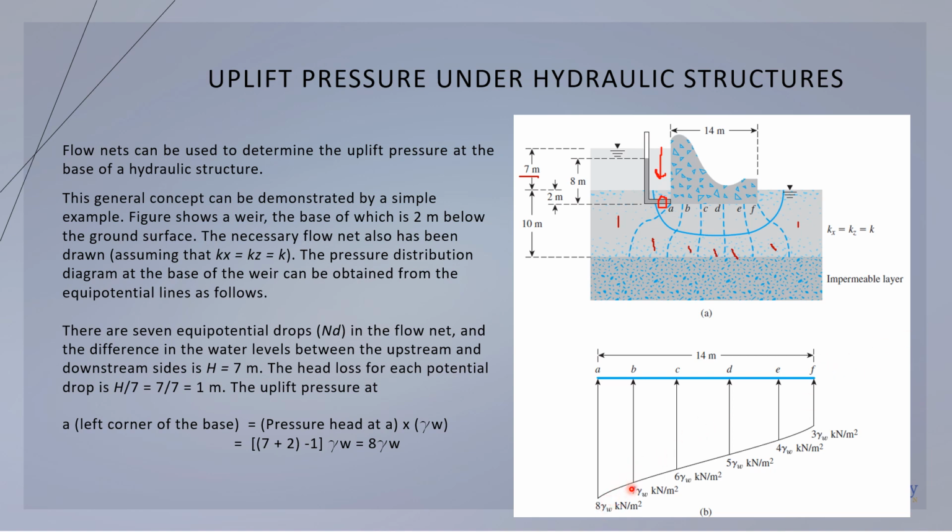So if we are going to graph the rest of the points here, A, B, C, D, and F, it is going to look like this. So as we have observed, the pressure head decreases at each point as our water flows from this side of the upstream to the other side, which is the downstream.